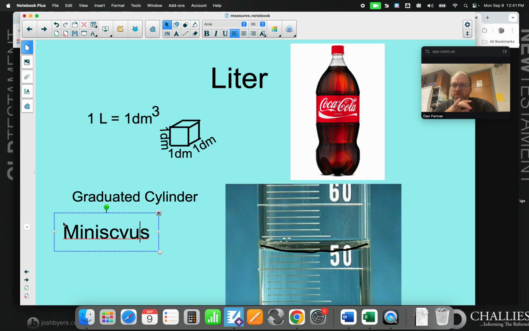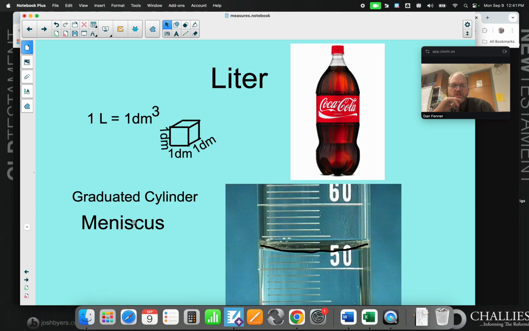Oops, no V in there. There we go, meniscus, it's an E. All right, so the way that it's caused is because of adhesion. Glass pulls up slightly on the end.